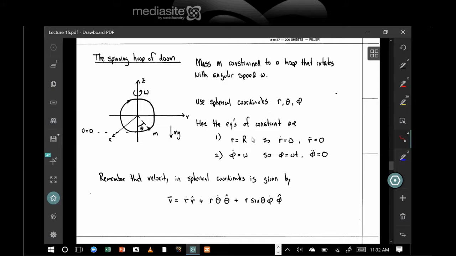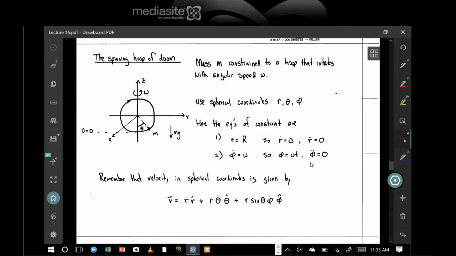First of all, even when the hoop spins, the mass is on the surface of a sphere of radius r. So that means r dot is equal to 0, and also r double dot is equal to 0. Also, the azimuthal angle changes at a constant rate, so I can say that phi dot is equal to omega. That gives me an expression for phi as a function of time, which I'm never going to really use, but it does describe the angle as a function of time. And then, of course, from that, phi double dot is equal to 0. So my one free variable, again, this is a one-dimensional problem, is theta.